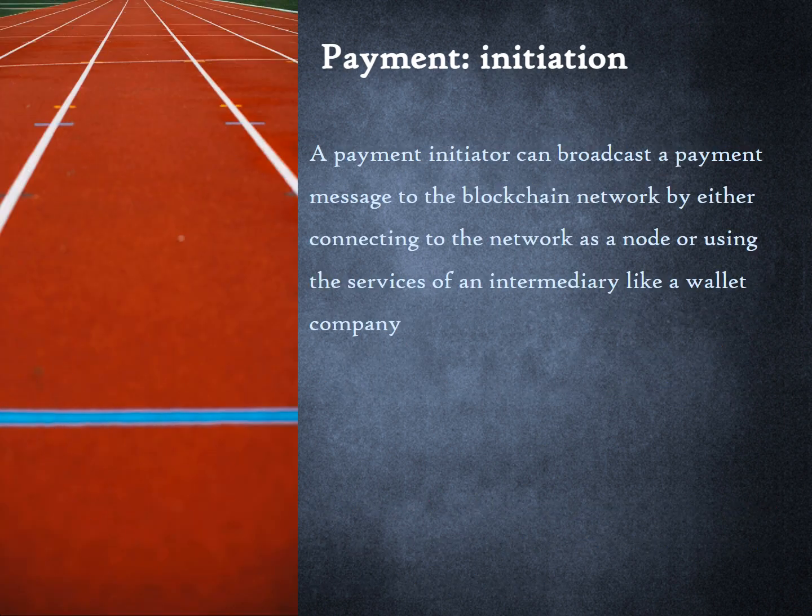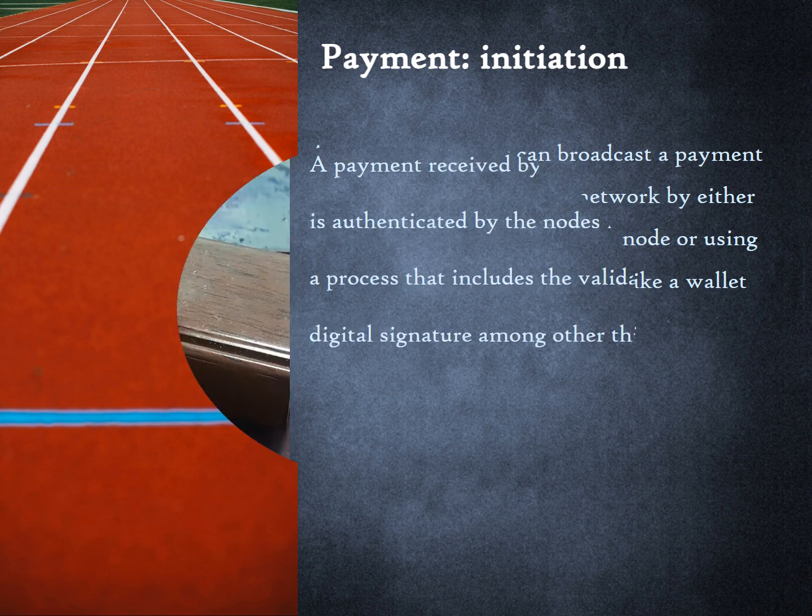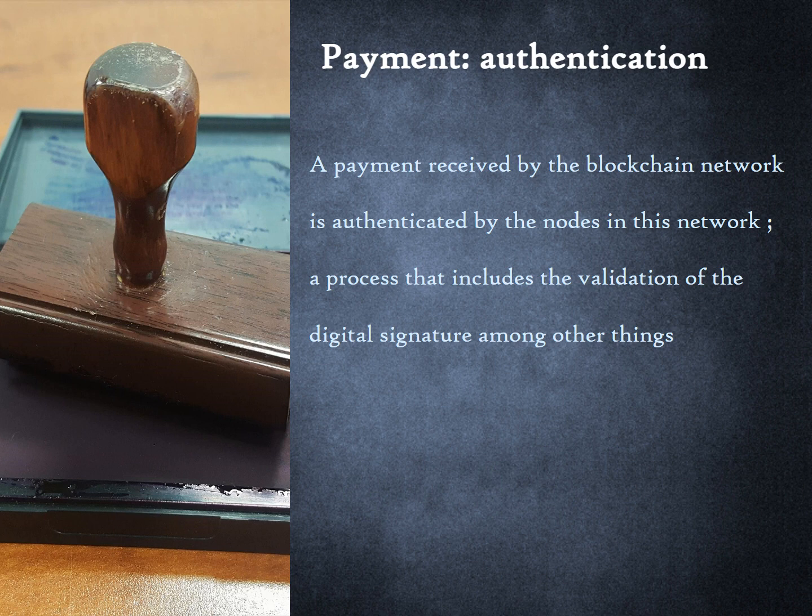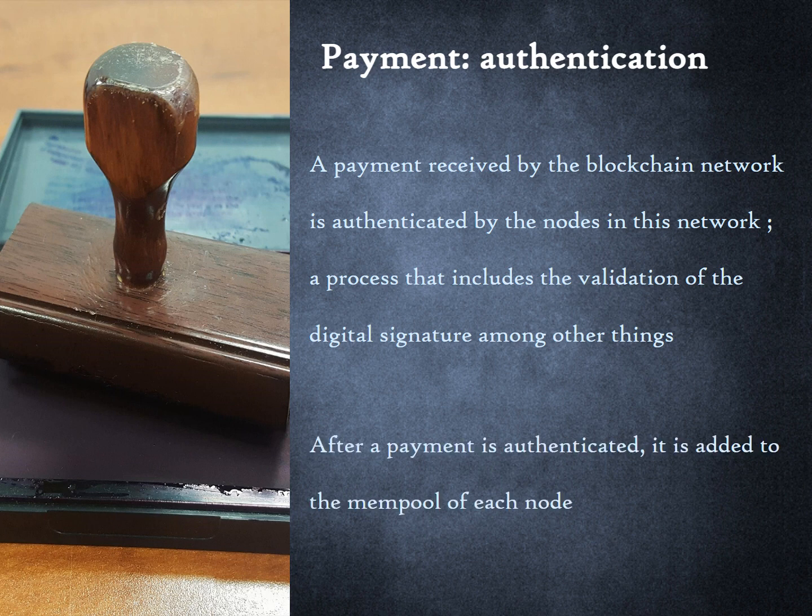A payment initiator can broadcast a payment message to the blockchain network by either connecting to the network as a node or using the services of an intermediary like a wallet company. A payment received by the blockchain network is authenticated by the nodes in this network. Among other things, this includes validating the digital signature. After a payment is authenticated, it is added to the mempool of each node.